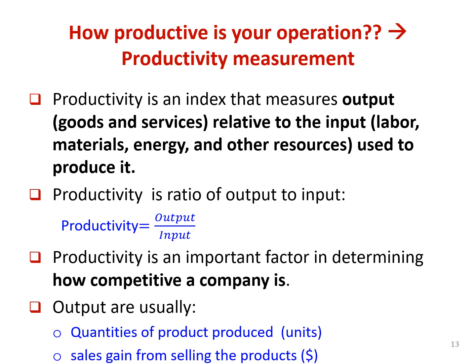So productivity, in short, is the ratio of output over input, and it is important to determine how competitive our company is. Output can usually be measured in 2 forms of units. The first, the output could be measured in the quantity of items, units of items, or it could also be measured in terms of monetary value, how much sales are gained from the selling of the products.